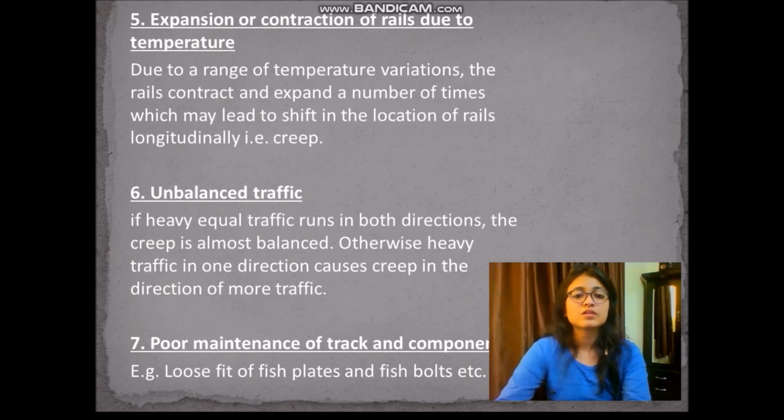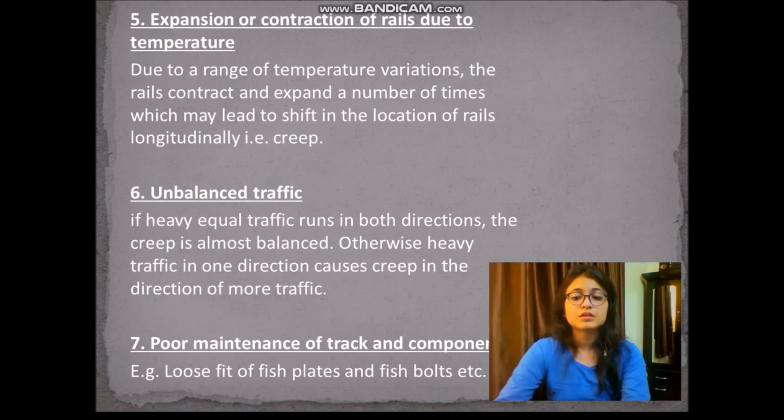Next is expansion and contraction of rails due to temperature. If there is a large temperature variation, that will lead to the expansion and contraction of the rails. So that may lead to the shifting of the location of the rails longitudinally, that is creep. So due to a range of temperature variations, the rails contract and expand a number of times, which may lead to a shift in the location of rails longitudinally, that is creep. Clear?